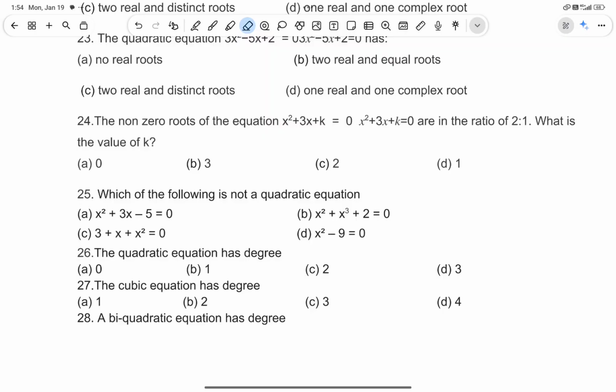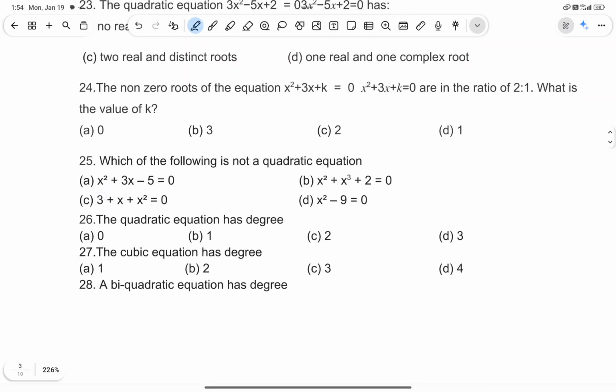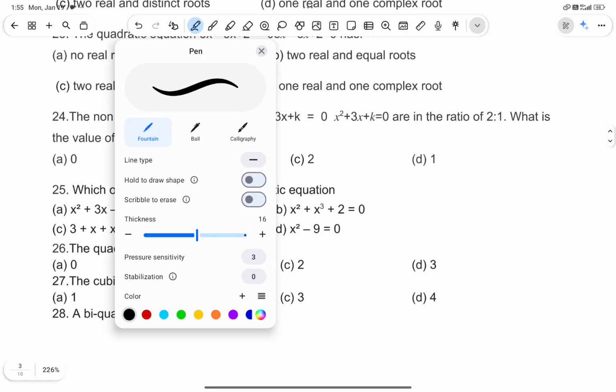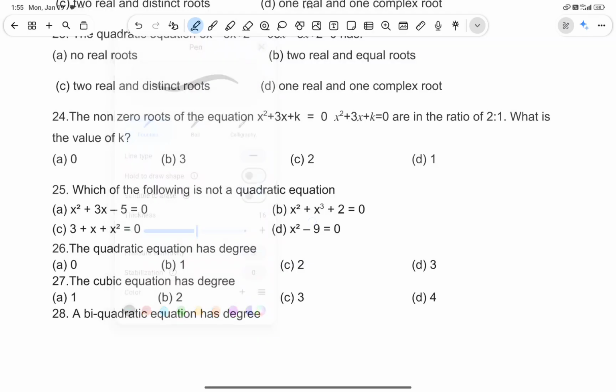See, the first option is x square plus 3x minus 5 is equal to 0. Here the highest power, that is the degree, is equal to 2. So it is a quadratic equation.